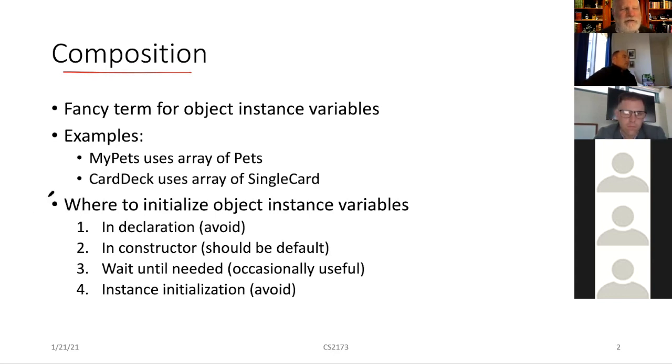Okay, now I wanted to talk about, remember, every object has to be instantiated somewhere, or initialized. So when an instance variable that's an object is just defined, it has a default value of null. So somewhere it has to be initialized.